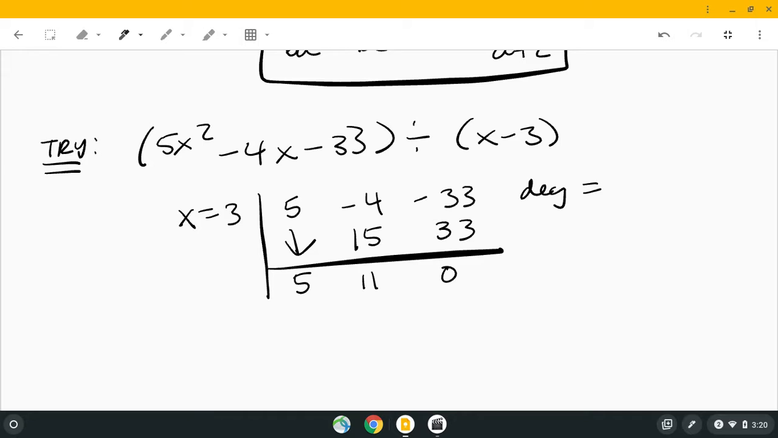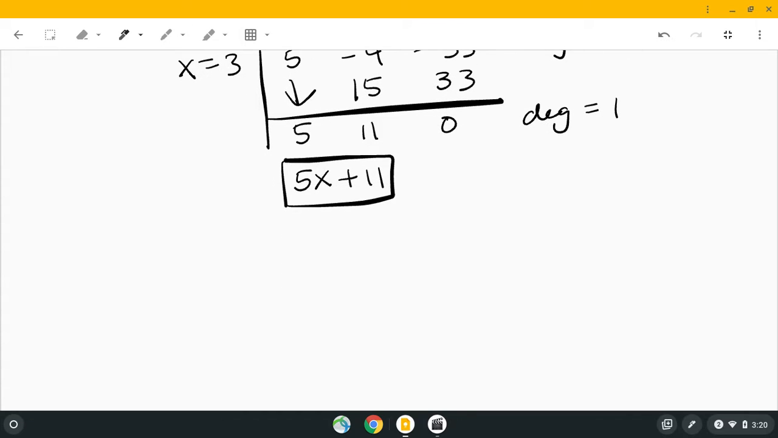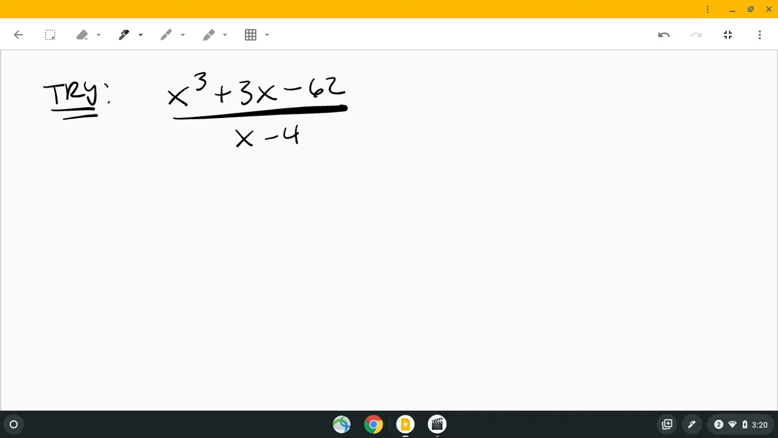So this is degree 1. This is degree 2. And so therefore this one will be degree 1. So that's going to be 5x plus 11. And go ahead and try this one as well, just to make sure. I'm going to have you guys try this one. X cubed plus 3x minus 62 over x minus 4. So go ahead and hit the pause button. Give that one a try and then come right back.